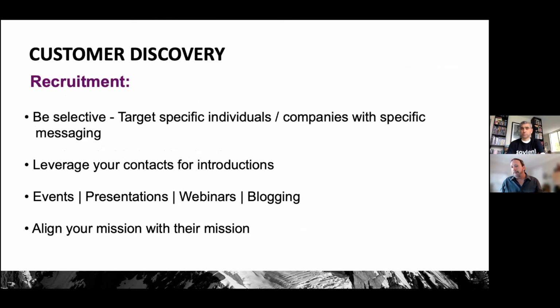Be very selective and target specific individuals and companies with specific messaging. They did a lot of research, looking up different stakeholders on LinkedIn, as far as who would be individuals that would be great to make a connection with. They leveraged their contacts for introductions as well, or messaged people directly through social media, especially LinkedIn again. That really allowed them to capture 5 or 10 very good interview subjects.